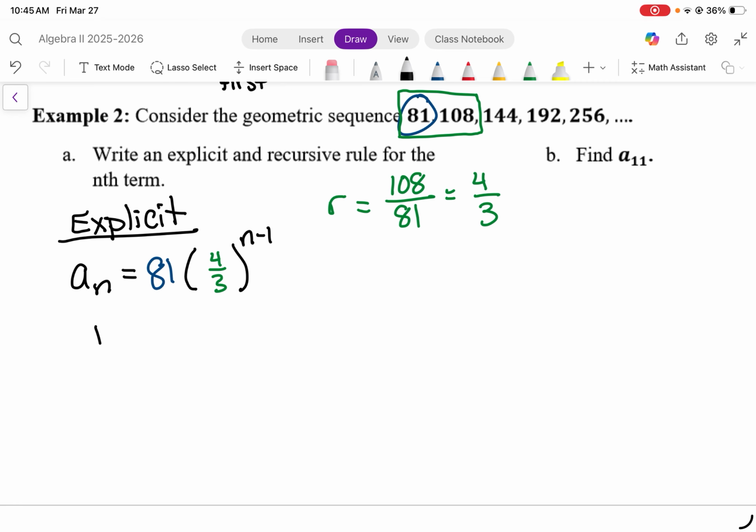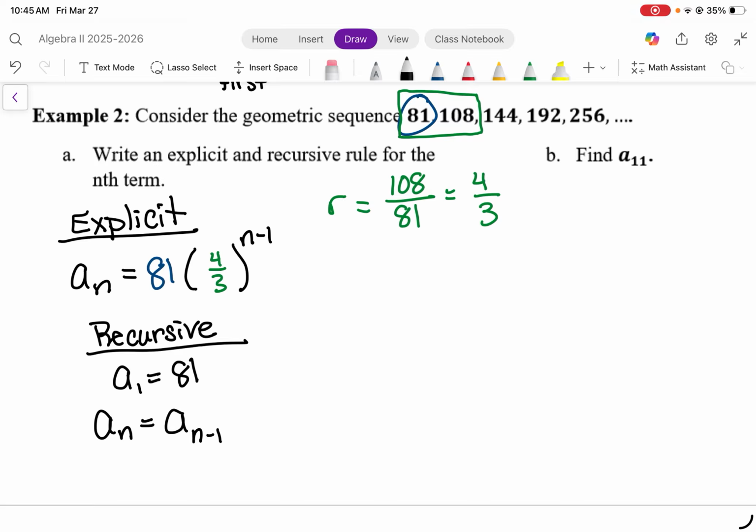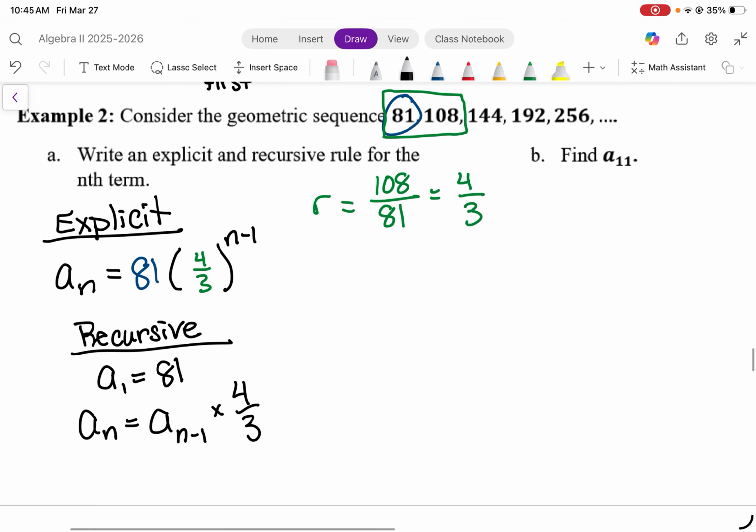Then I can write my recursive rule. Remember, that has two parts. So a sub 1, which equals 81, and then a sub n, which starts with a sub n minus 1. And then we multiply by what is being multiplied by each term to get to the next one, which is our r value, 4 over 3. And those are our two rules. Next, they want us to find a sub 11.